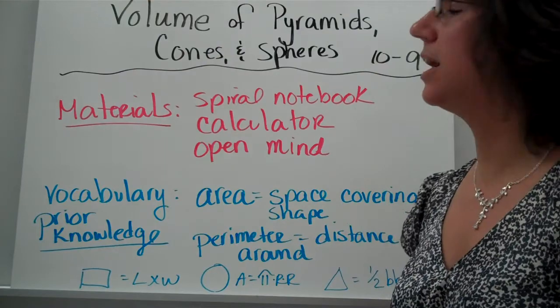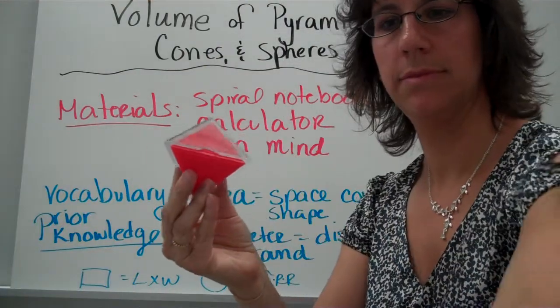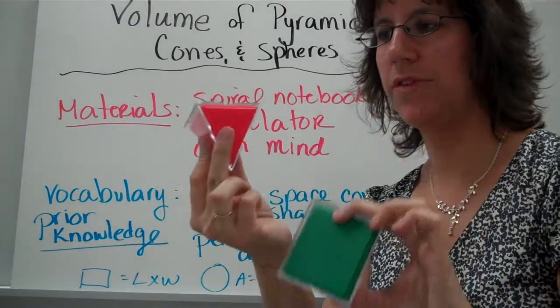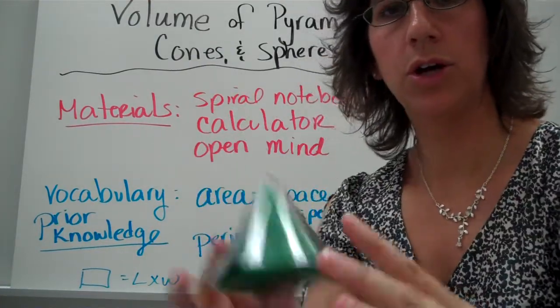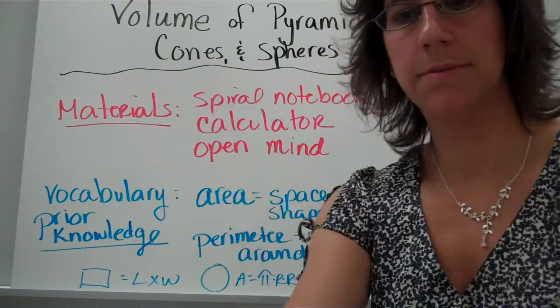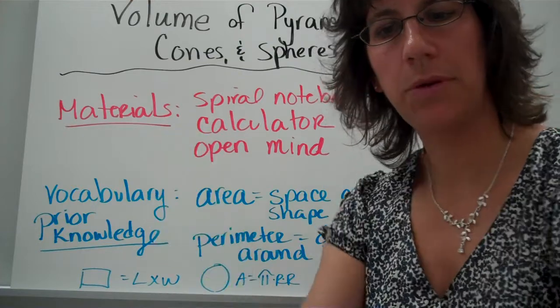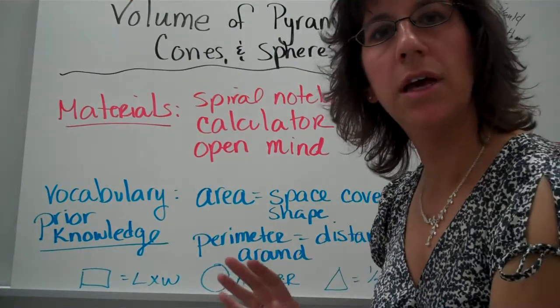Today's lesson is going to be on volume of those pyramids. And there are different kinds. We've got the triangular pyramid and the square pyramid. Cones, similar, another type of pyramid, different base, and spheres. Okay? Remember, don't get intimidated by the formulas.